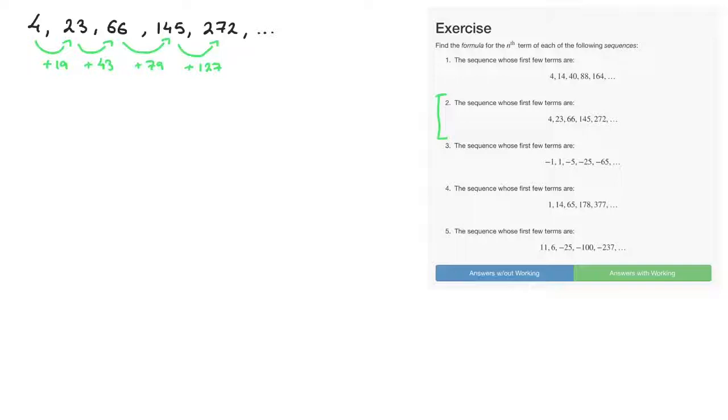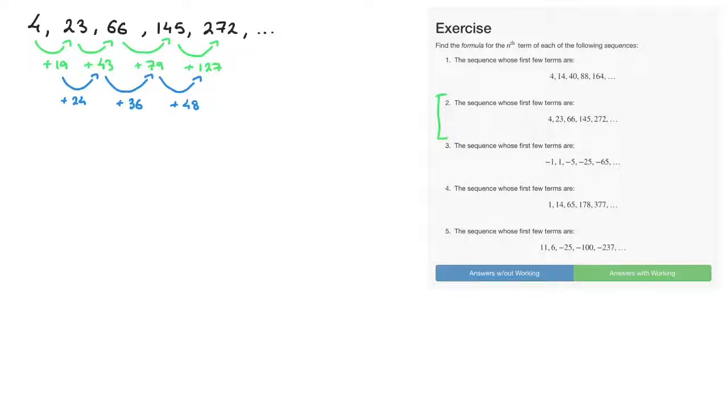So we go ahead and look into the second differences. Those would be, from 19 to 43, we're adding 24. From 43 to 79, we're adding 36. From 79 to 127, we're adding 48. And we can see here as well that these second differences are always changing.